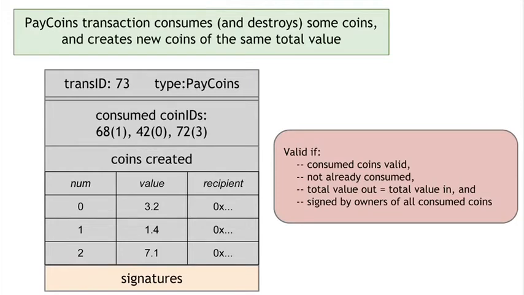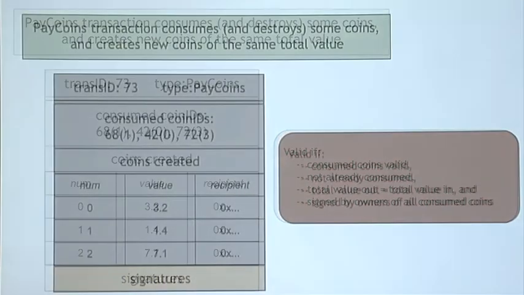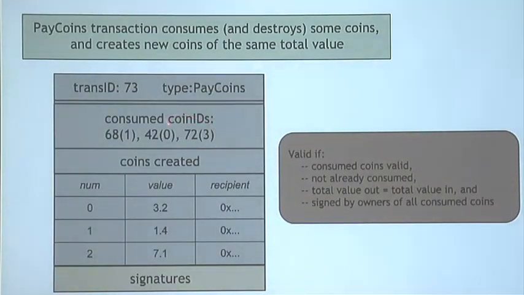This is transaction ID number 73, let's say. Its type is pay coins. We have here a list of the coins that this one consumes. All of these coins are being consumed and destroyed by this pay coins transaction. So we're going to add up the value of all of those coins, and then we're going to create a bunch of new coins, down here 0, 1, and 2, etc., just like before in the create coins transaction. Each one has a value. Each one will belong to a certain recipient. And those new coins had better add up to the same total value as the coins that we consumed.